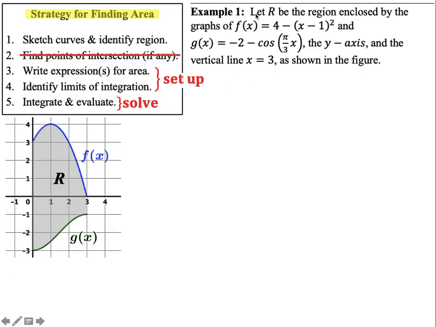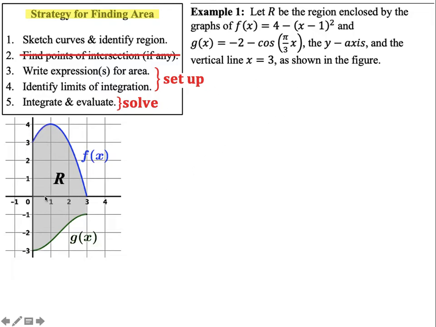So let's take a look at these examples then. Example 1 here says, let region R, it's right down here, it's gray, be the region enclosed by the graphs of f of x, which is 4 minus x minus the quantity x minus 1 squared. So it's parabolic. There it is. And g of x. g of x is 2 minus cosine of pi over 3 x. So it looks like that.